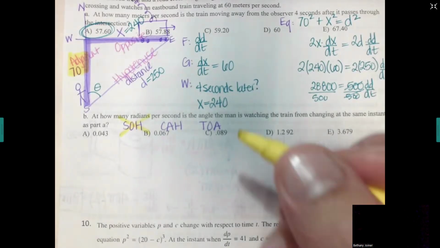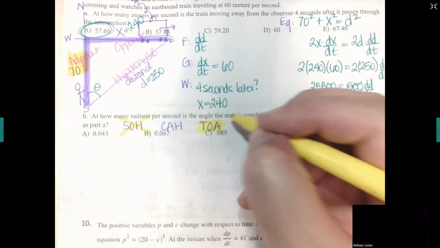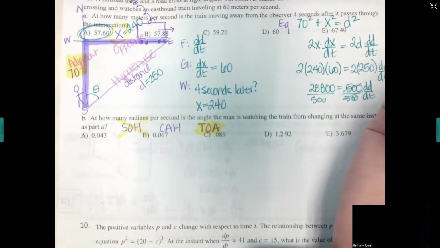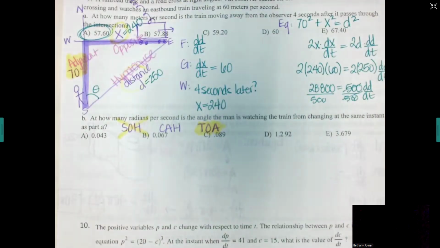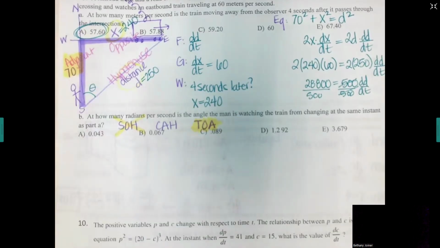Okay, if it were me, I would pick TOA, and here's why. If I do the opposite, it's the letter X, and the dx/dt was a nice, easy 60. Versus if I do CA, and I have the H in it, my d/dt was kind of ugly, right? It was 57.6. Now, does it matter which one you pick? No, just pick one. Okay, so we're going to pick TOA.